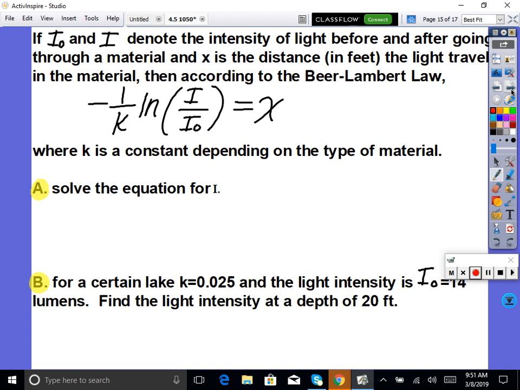So in part A it says solve the equation for I. So we need to get I alone. So let's use correct algebra in the most simplified form to get I alone. So what should I do? My first step to get I alone is to get rid of the negative 1 over k thing. Yes. How would we get rid of negative 1 over k?